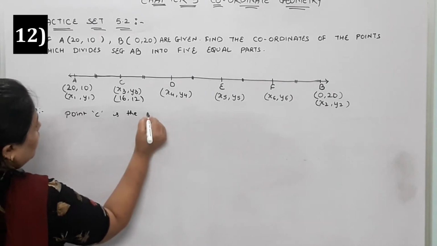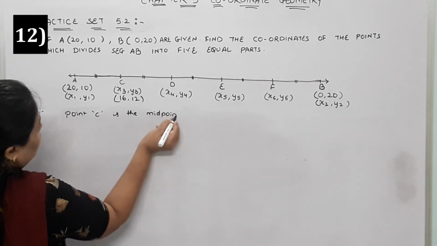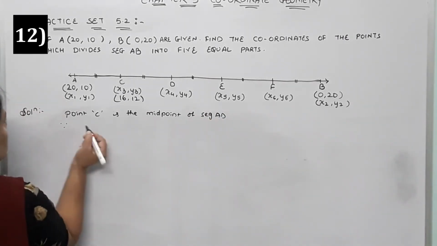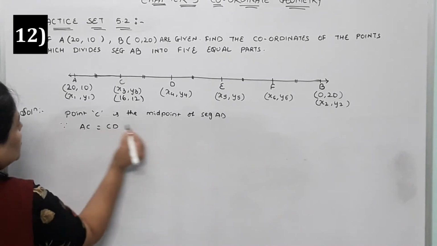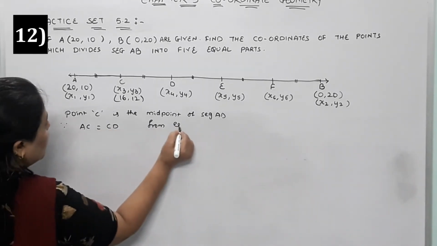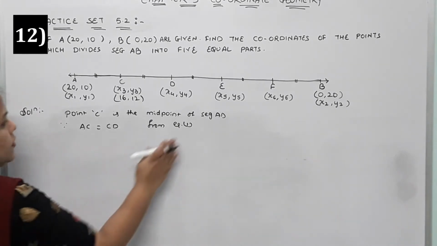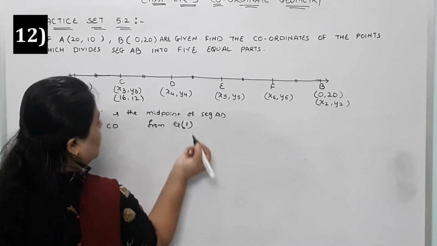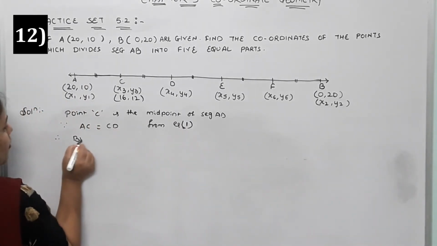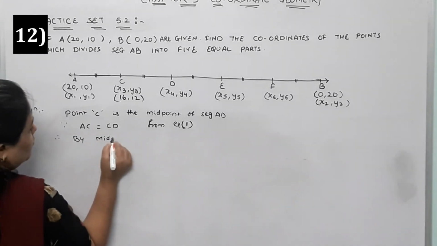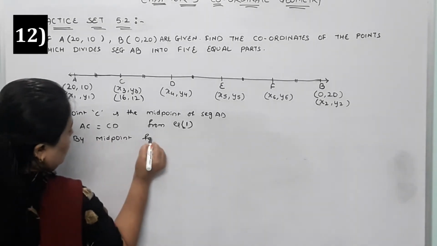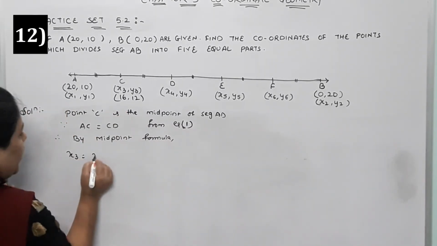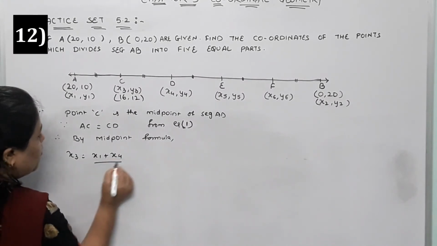is the midpoint of seg AD because AC is equal to CD from equation 1, right? From equation 1. Yes. Therefore, by midpoint formula, x3 equals x1 plus x4 upon 2.